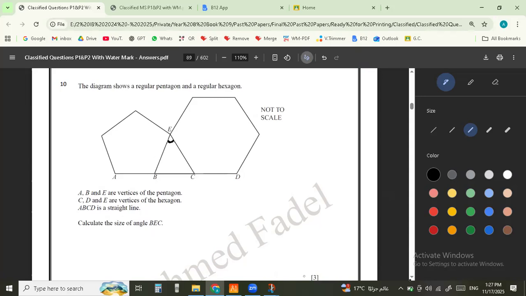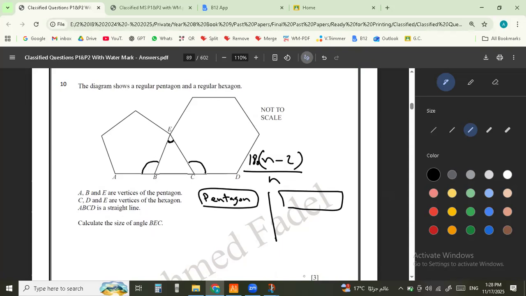We need first to find the size of one interior angle. They told you it's a regular pentagon and a regular hexagon. So I need to find the size of one interior angle of this regular pentagon and one interior angle of this regular hexagon. For the regular pentagon, I'm going to follow the rule n minus 2 multiplied by 180 over n. For the pentagon, and here is the hexagon.